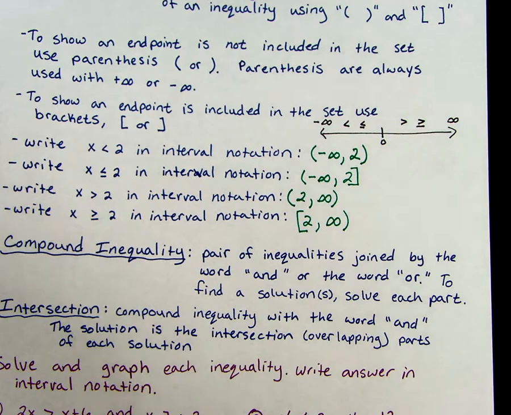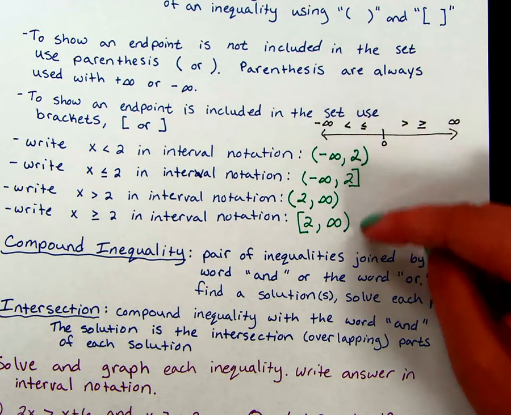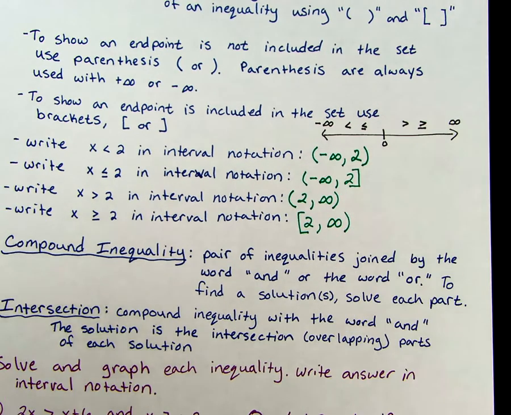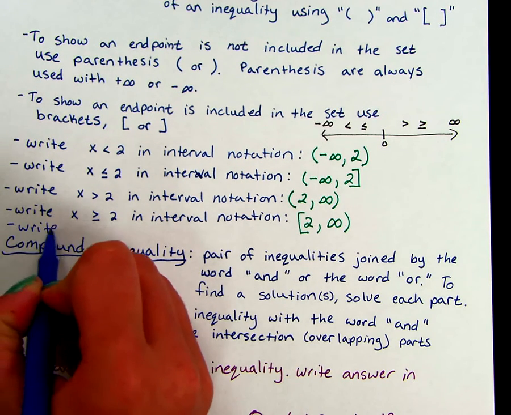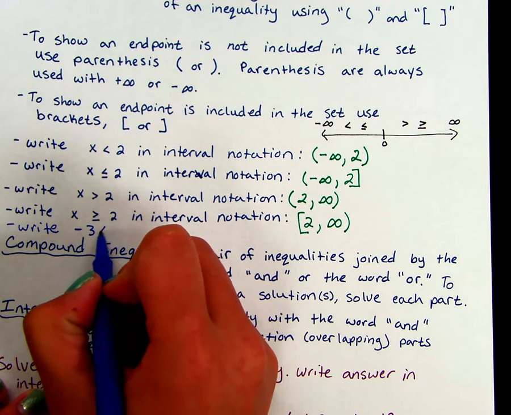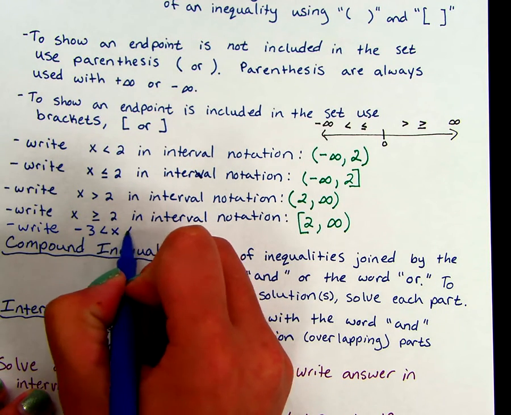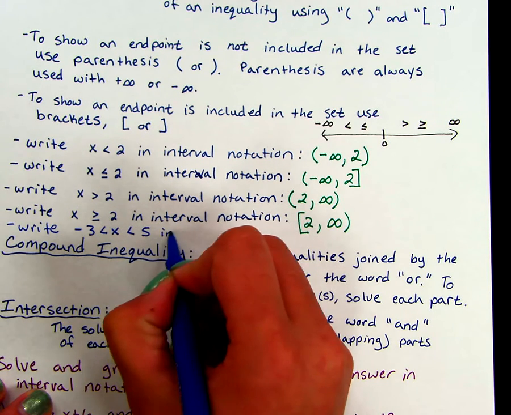I'm going to add one more example, because here we have examples of when to use 2 parentheses, and then the rest is another 2 parentheses, and then 1 of each. The case where we would use a bracket, so I'm going to add one to the bottom here. So let's write -3 less than x less than 5 in interval notation.